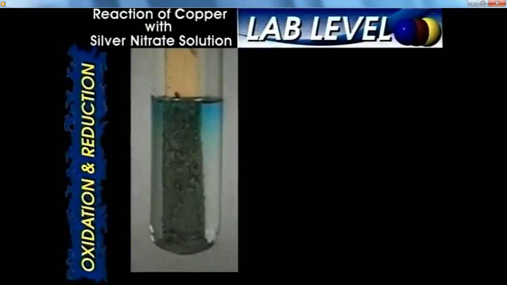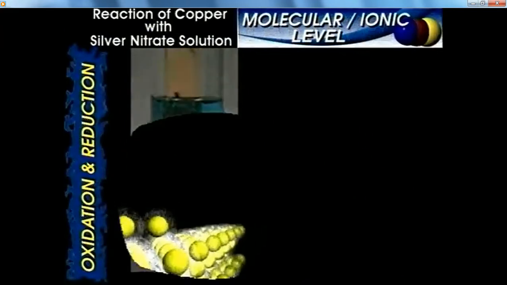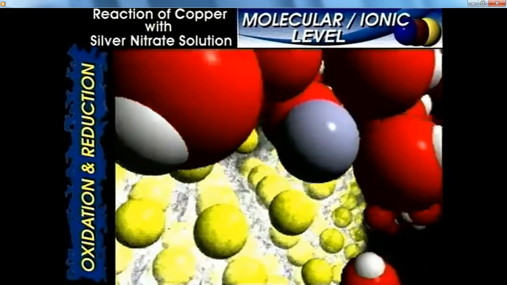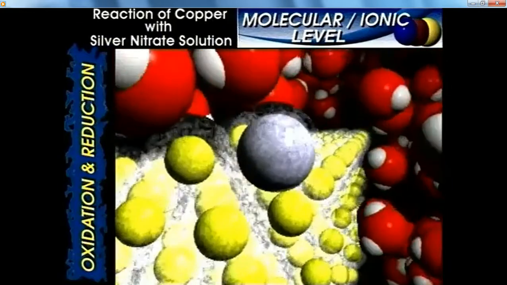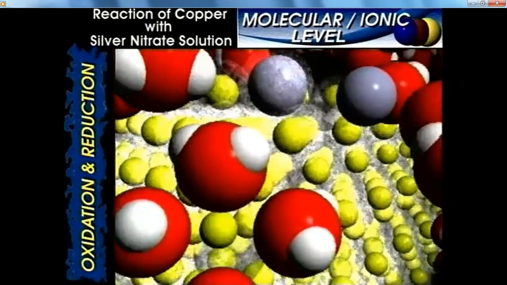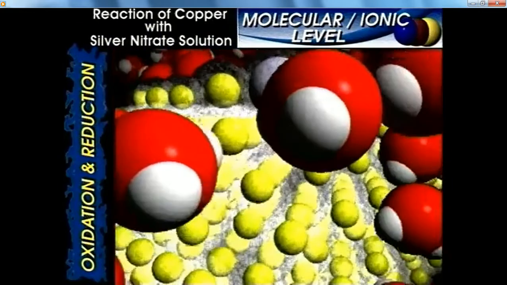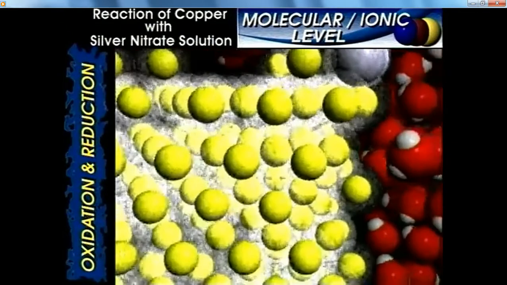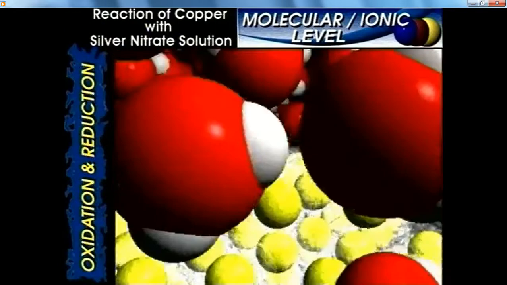Now let's go back to the reaction and imagine what is happening at the molecular ionic level. First, we see hydrated silver ions migrating to the surface of the copper. As they gain electron clouds, a copper ion is ejected from the lattice. A nitrate spectator ion passes by, and another silver ion joins the surface.